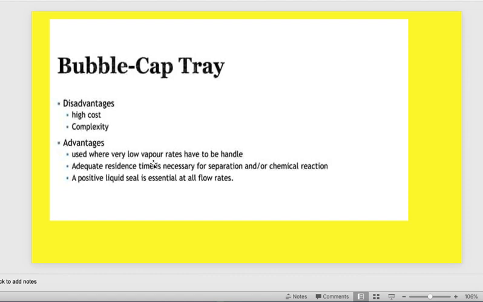Bubble cap tray disadvantage: high cost. Consider the high cost. The capital cost for installing the bubble cap is higher in comparison to the previous two types, and the complexity, especially through the maintenance activity. The advantages: many. Why? Use it where the vapor rate is very low, when you are working with a low vapor rate through the tower. Adequate residence time is necessary for separation and chemical reactions. A positive liquid seal is essential at all flow rates.